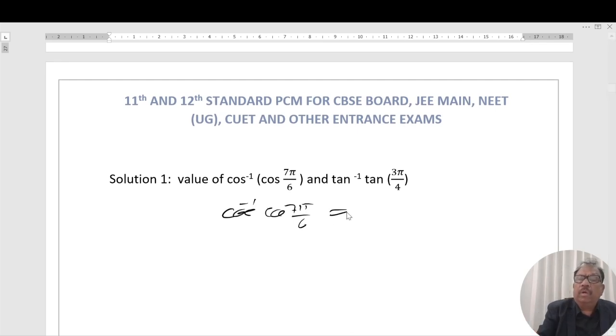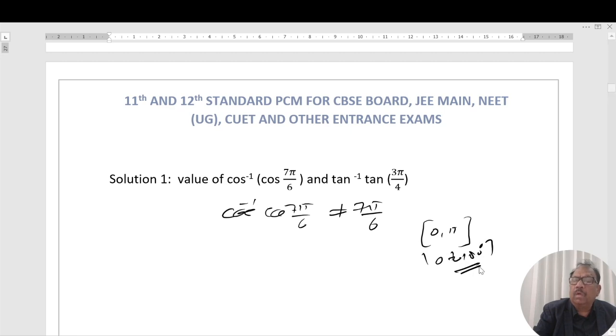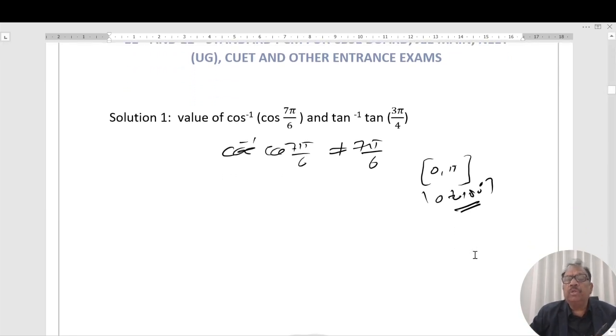We cannot write it equal to 7 pi by 6. Reason: its answer should be 0 to pi. That is 0 to 180 degrees, a closed interval. Right? Now how to reduce it? To reduce it into this, we know the properties.